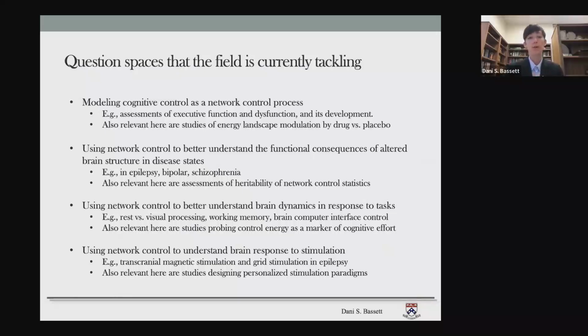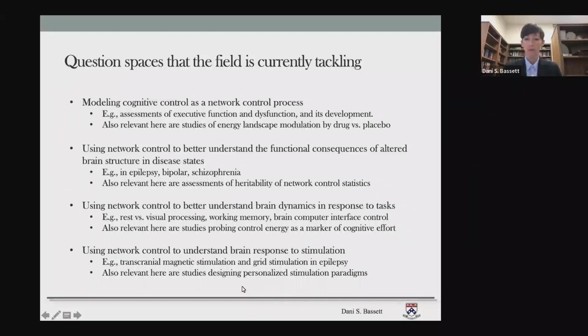The second open question space is using network control to better understand the functional consequences of altered brain structure in disease states. This would include studies of epilepsy, bipolar disorder, and schizophrenia, and also relevant here are assessments of heritability of network control statistics. The third open space is using network control to better understand brain dynamics in response to tasks.